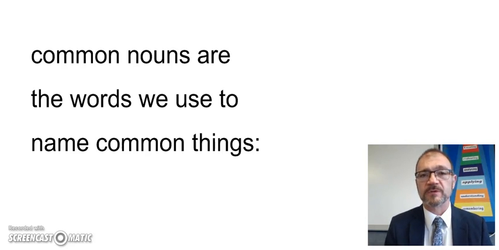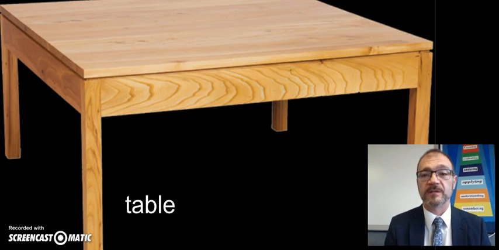The first one I want to talk about is the common noun. Common nouns are used to identify common things. If you look around the classroom in a typical lesson, you may see 15 or 16 tables. Tables like this are nothing special. School tables do not have individual identities. We don't think of one as being any different to another one. So they are common nouns for common things.